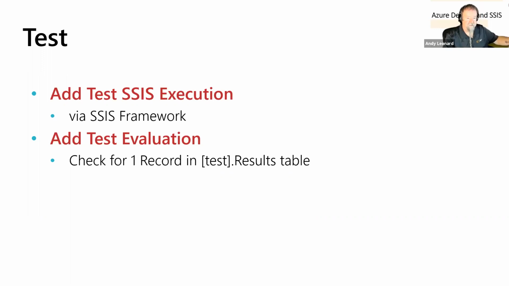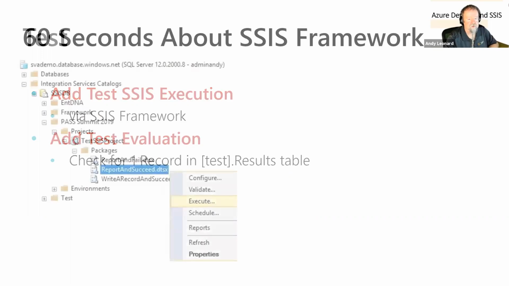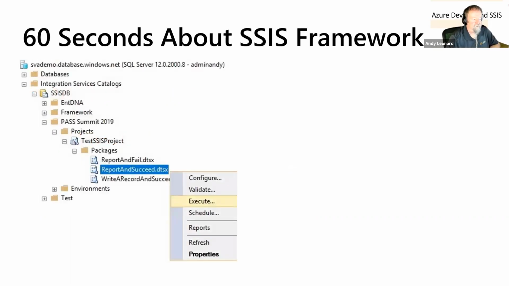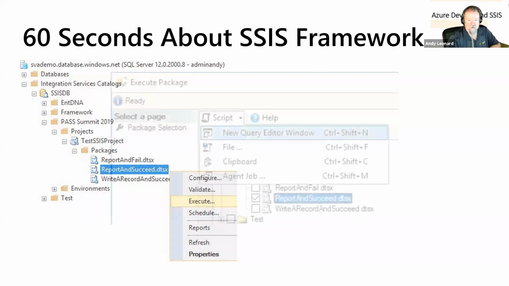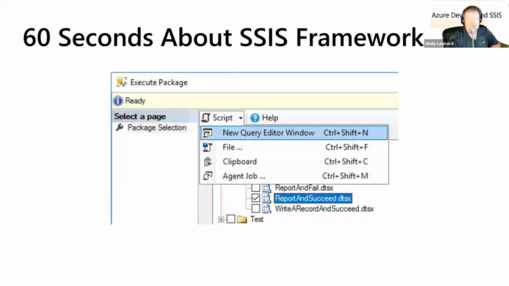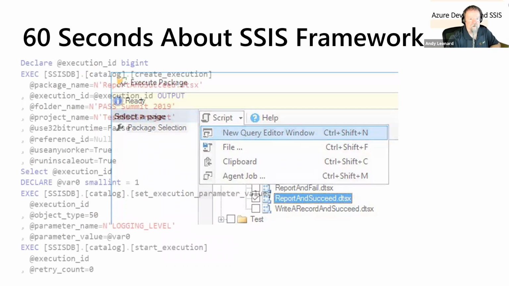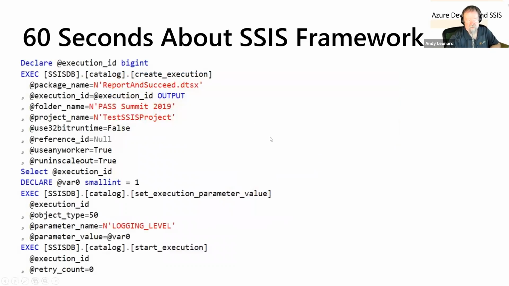So that's all that part. Again, I'll show you the SSIS package that's going to do the one thing. And this is just a little short bit about how I built the Framework Community Edition, CE. If you execute, you get this execute package dialog, and then if you click script to a new query window, you get something that looks like this for that report and succeed package.